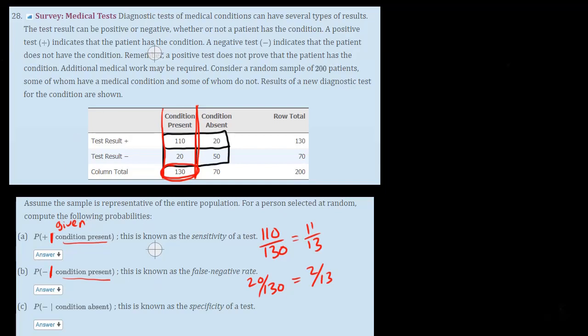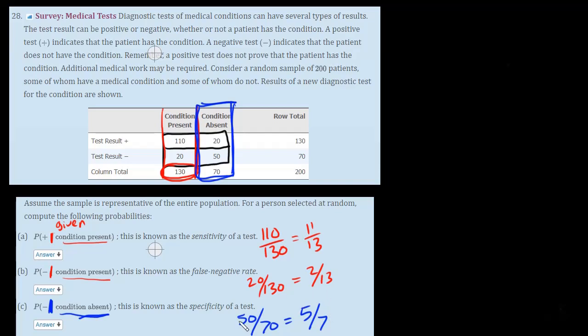All right. What about condition absent? Given condition absent. So look at that bar and see what's been given. Given that we are in condition absent land, so this is the land we live in right now. Okay. How many people are negative? There's 50 people negative, right? Test result negative, out of 70. So there's 50 people negative out of 70, which is 5 over 7.